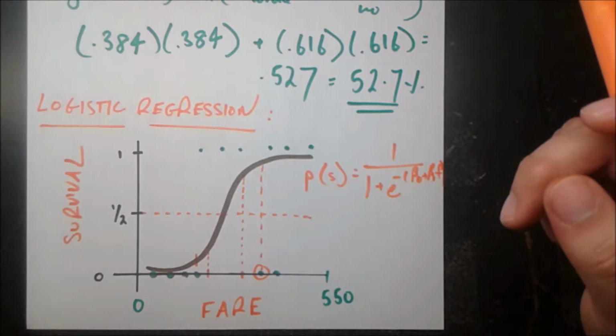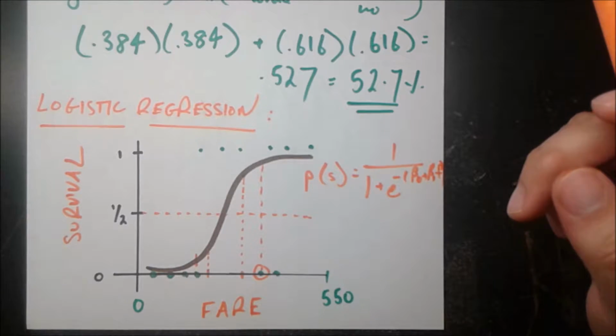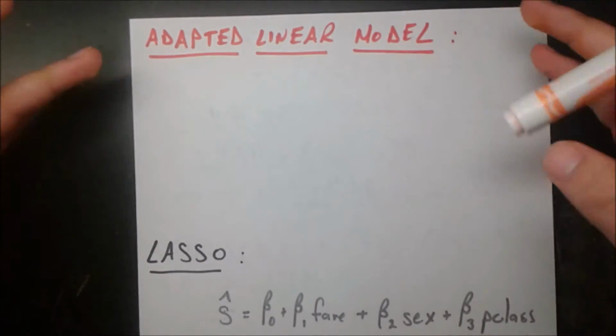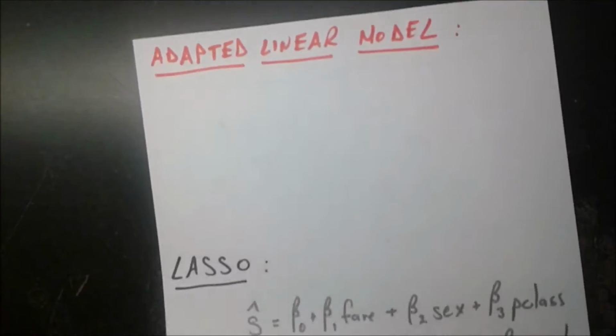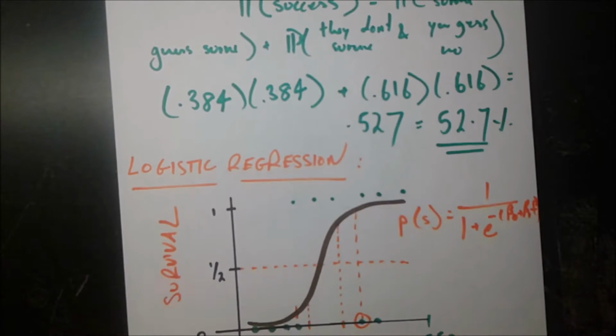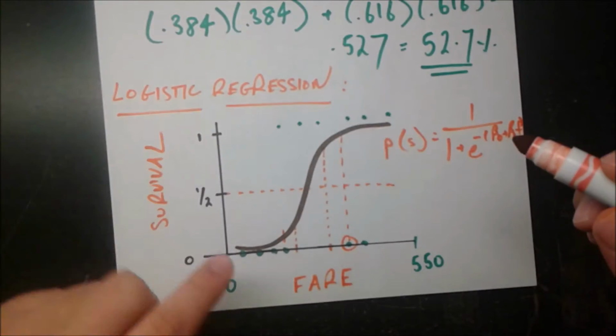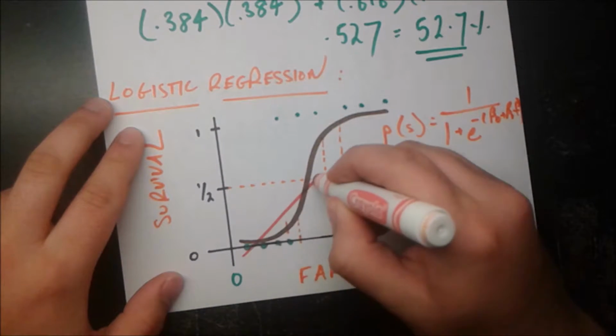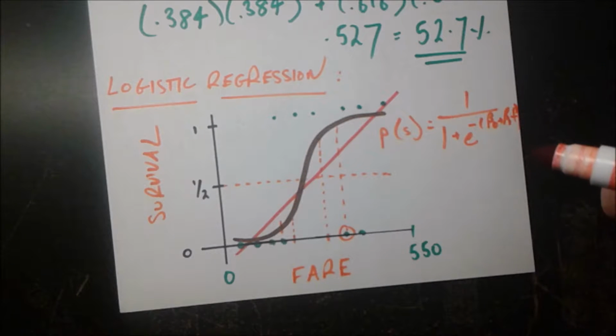Let's compare this against a different kind of regression that's not necessarily made for classification, which is just our simple linear regression. So we're going to look at some kind of adapted linear model. First you're thinking, how can we use a linear model for this? Because a linear model will probably do very terribly, right? If we were to draw what a linear model would look like in this case, and I'm just eyeballing, it's going to look like this red line right here.